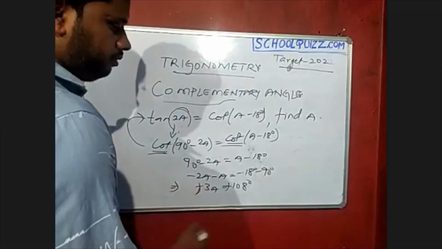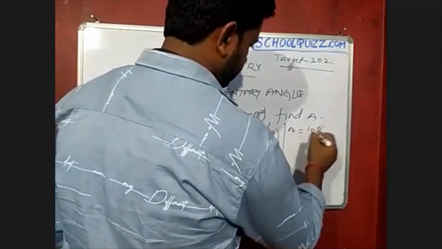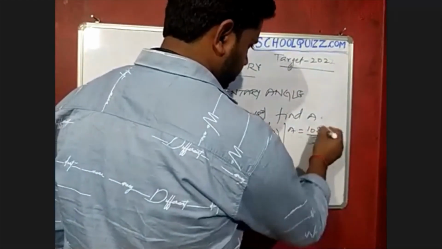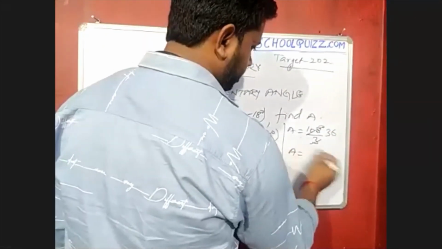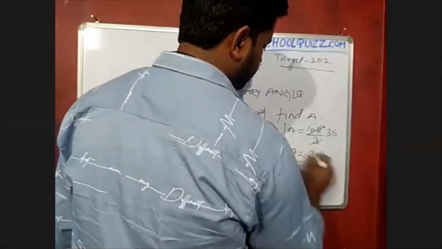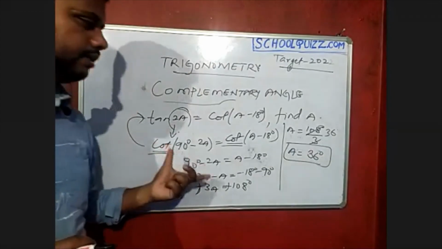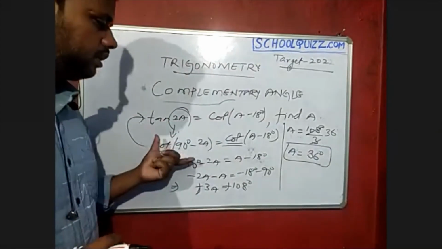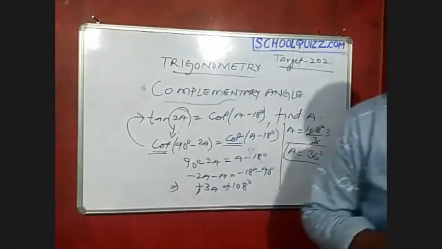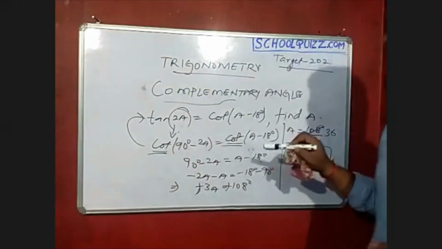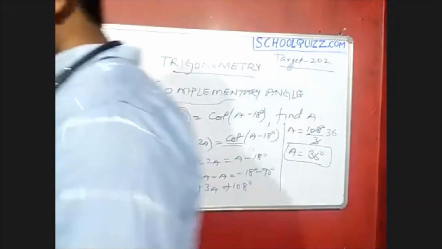Now we can cancel the minus sign. So a equals 108 degrees divided by 3. 3 threes are 9, 3 sixes are 18, so we get 36 degrees. A is 36 degrees. So if we get questions like that, we can think like that. If the angle is not given, how can we say whether it is a complementary angle or not? By seeing the change of ratios, we can identify that the questions are from the complementary angle.